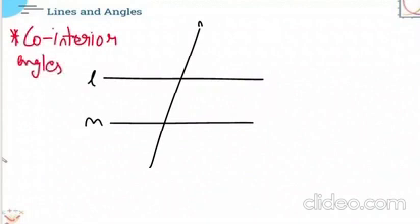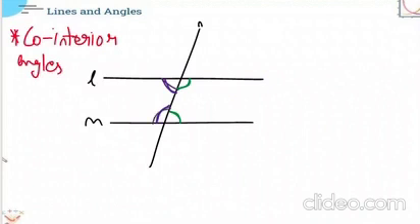Let's see. Now when I say co-interior angles, students always remember that they will be on the same side of the transversal. Okay, they'll be on the same side and both of them will be in the interior. Co means on the same side of the transversal, interior means in the interior part. So this angle and this angle, they both are co-interior and their sum is how much? It is 180 degrees. Similarly, we can have one more pair, that is here. So there are 2 pairs of co-interior angles.